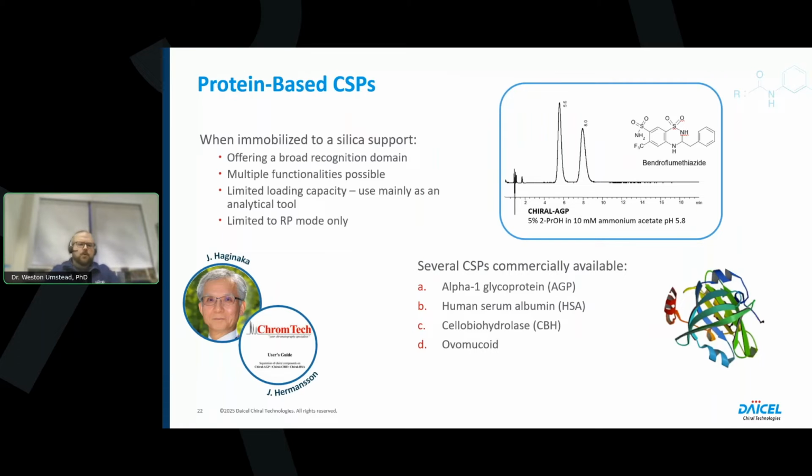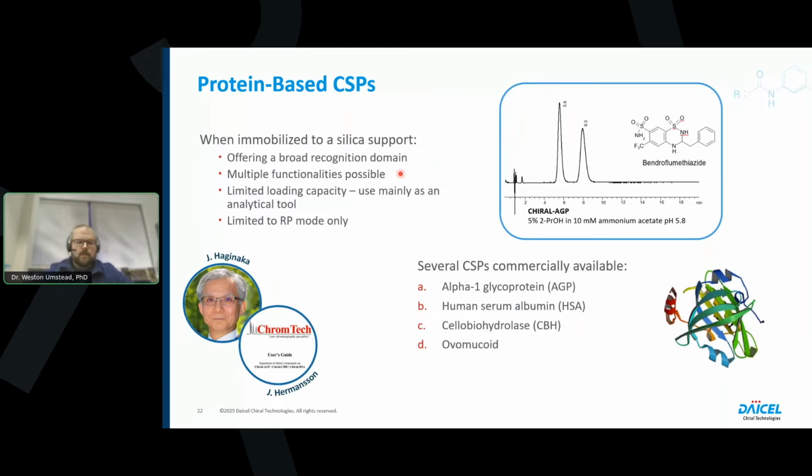But we also have things like protein-based chiral stationary phases. We've got AGP, HSA, CBH. They're all based on naturally occurring proteins that can be isolated from nature. When immobilized onto silica, much like the polysaccharides, they do offer quite a broad recognition domain. They are, in many cases, almost a universal selector. They work on a really wide range of different things. And again, there's plenty of different proteins, so your imagination is really your only limitation here. There's a lot of different functionalities that are possible.